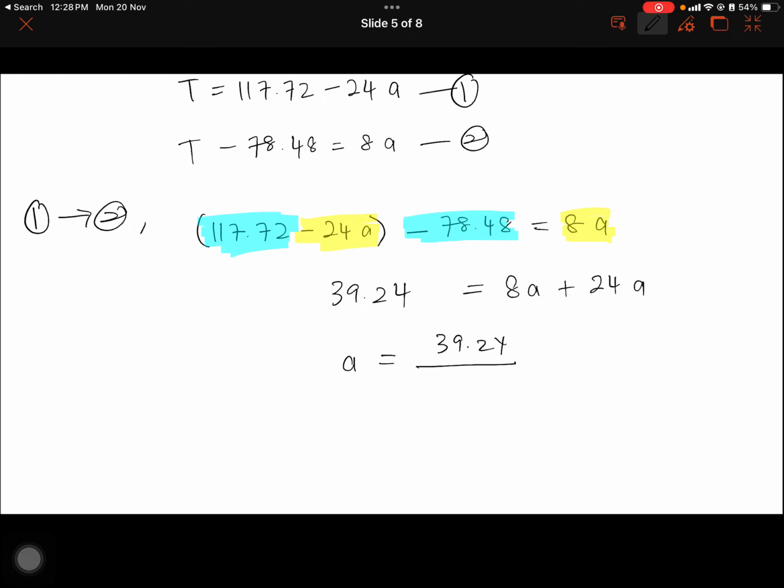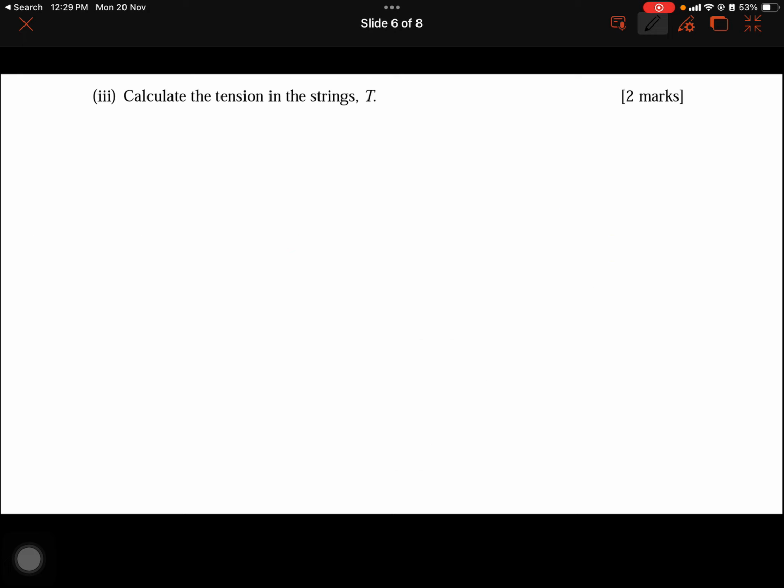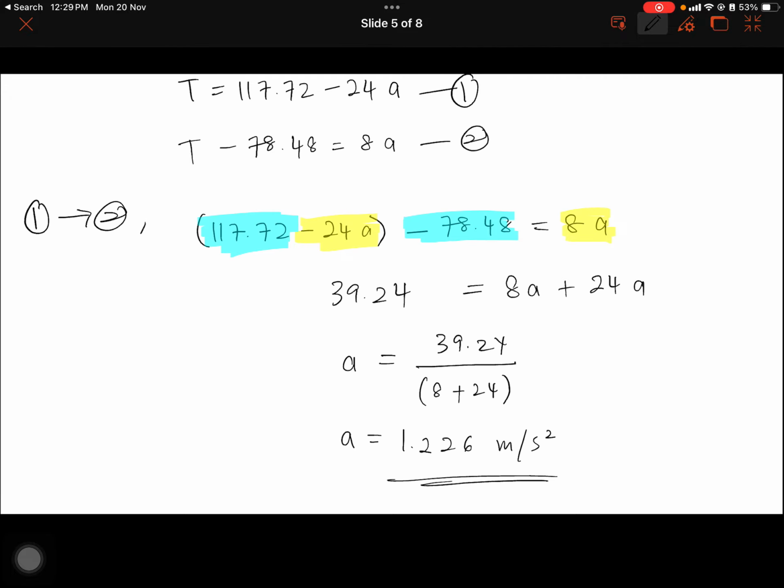if you cannot see, 8 plus 24 here, and then the acceleration is going to be equal to 1.226 meter per second square. So this is going to be the correct final answer for the acceleration. So that is how you calculate the acceleration, and then definitely you can calculate the tension in the string.